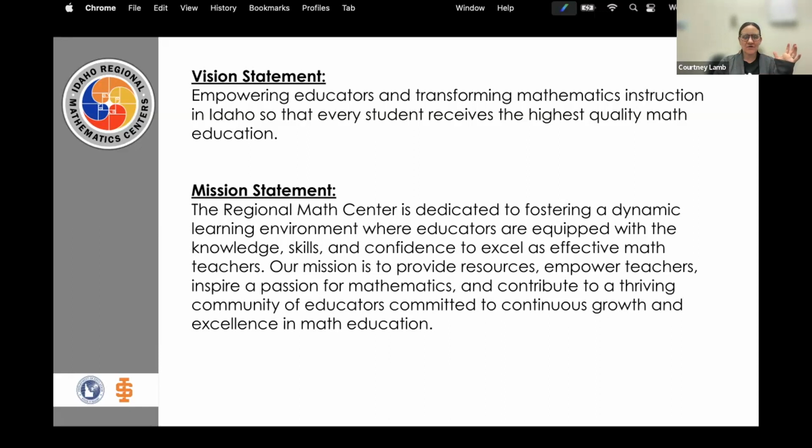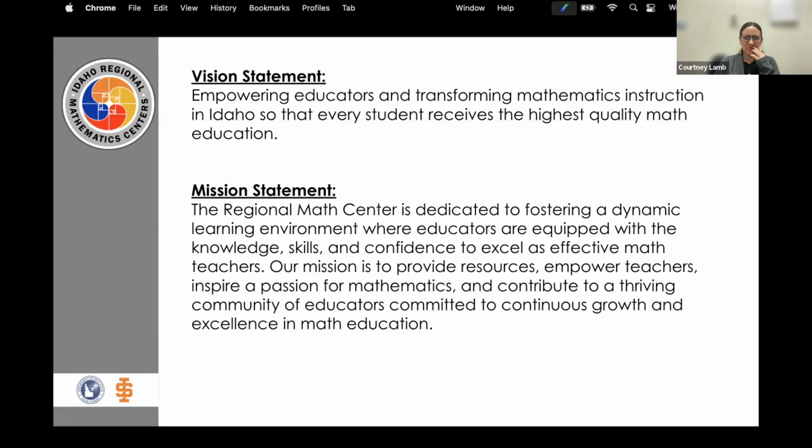And I just thought, oh, I'll write a vision and mission statement for the Regional Math Center without looking at what we had. I later asked Angie, where is that? Do we have one of those? But I thought, I'll just try it. So I did: empowering educators and transforming mathematics instruction in Idaho so that, here's our bold word, every student receives the highest quality math education. Okay, so there's the vision.